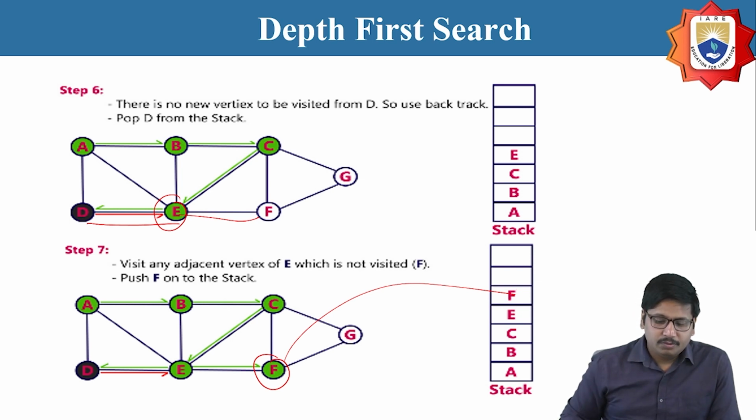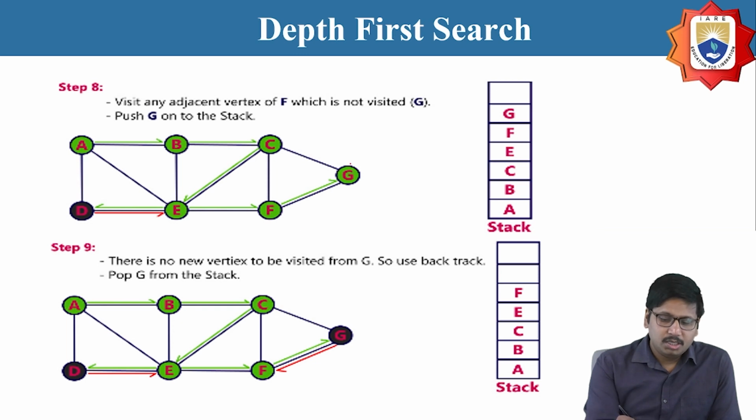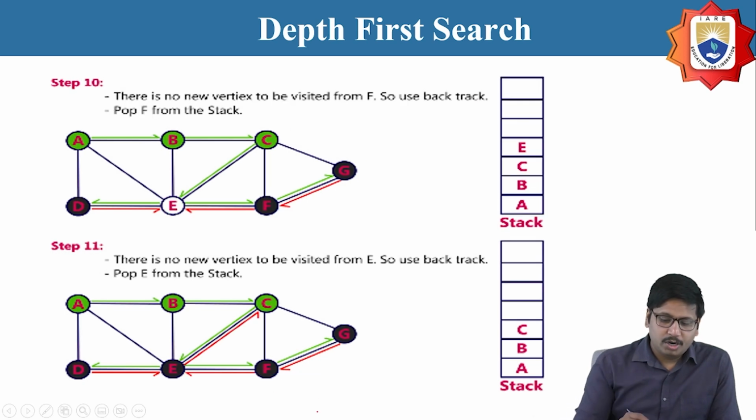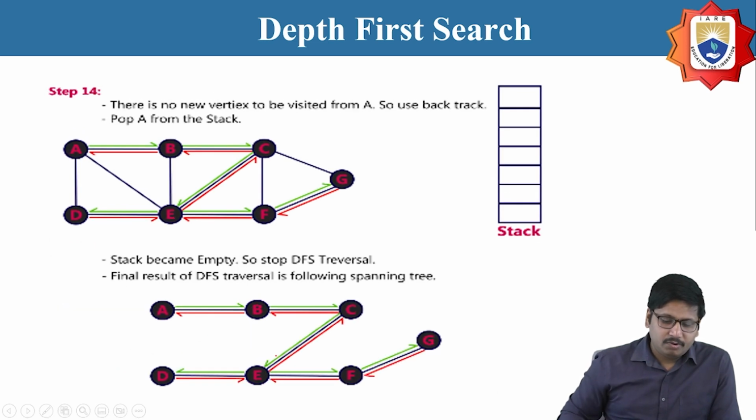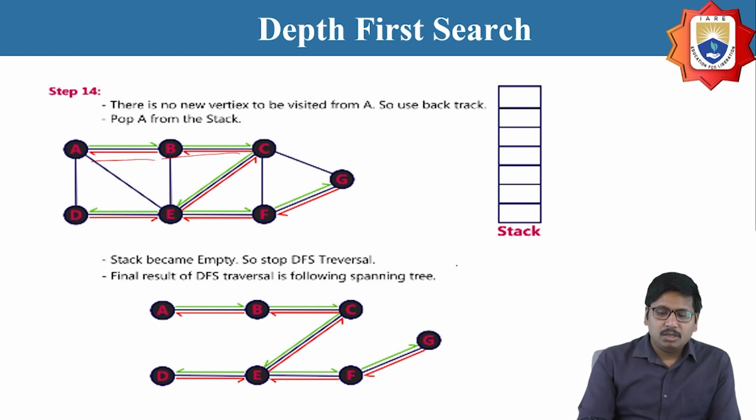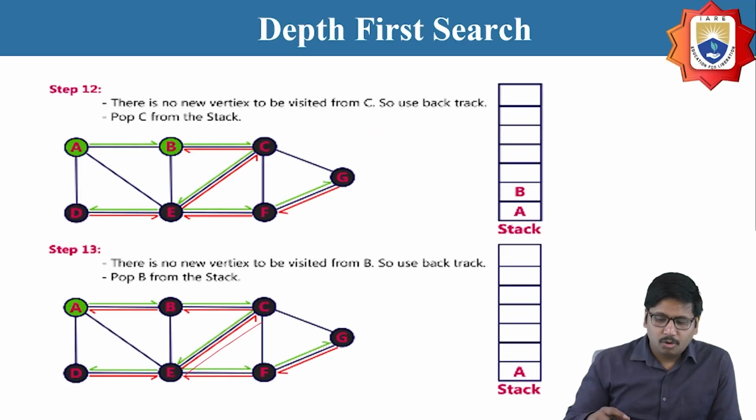From F, I check whether any new vertex is going to be visited. G is there, so G is pushed onto the stack. And from G, I'm unable to find any new vertex, so again I have to perform backtracking. I come back to F, then to E, then to C. From C, I identify B, and B to A. Once all the vertices are visited and the stack becomes empty, I pop the contents of the stack.